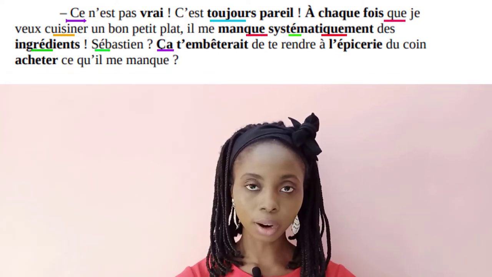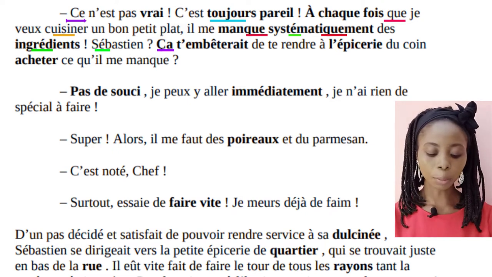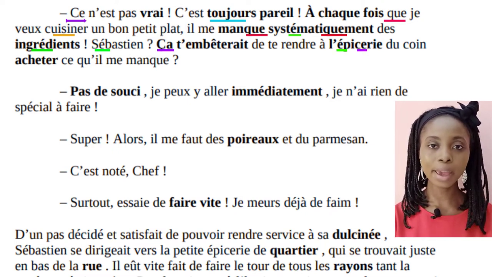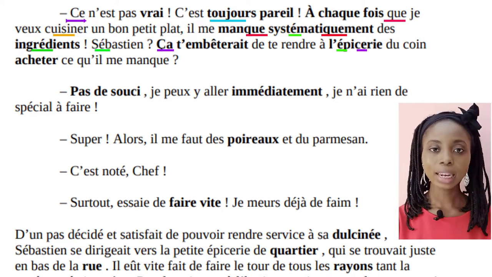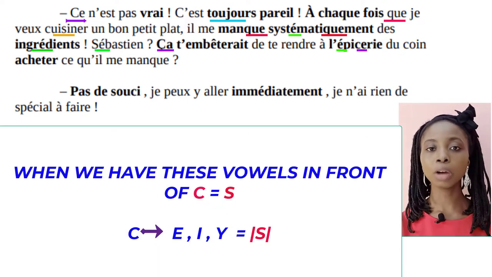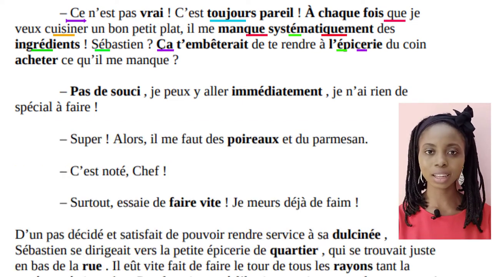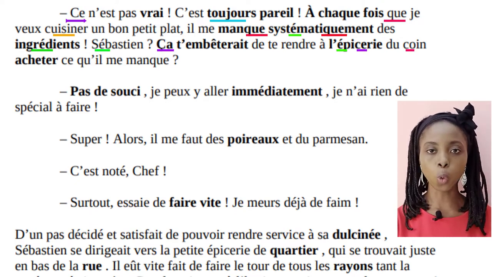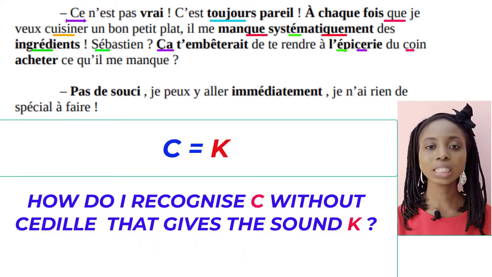Ça t'embêterait. So we could see our C with a cedilla underneath is giving us the sound S. Okay? So we have ça t'embêterait de te rendre à l'épicerie. Don't let us forget our E accent aigu. And our C is our C having an E in front of it. Remember our rules that whenever we have E, É, and Y in front of a C, it gives us the sound S. So we have épicerie.